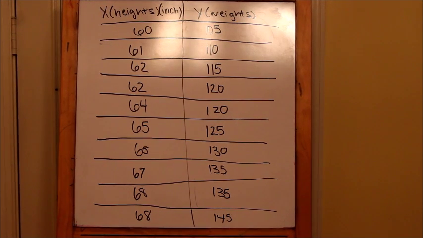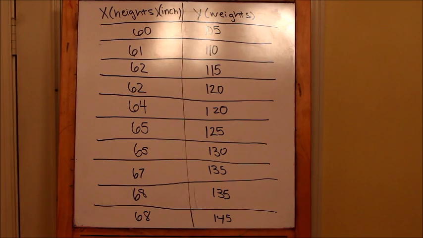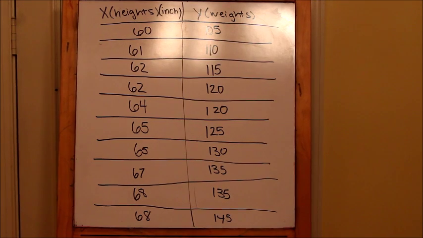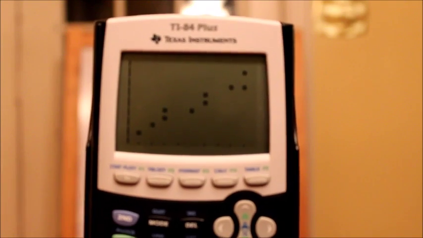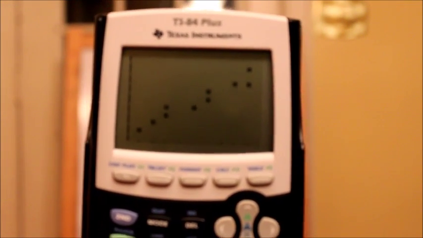For the x values, there is 60, 61, 62, 62, 64, 65, 65, 67, 68, and 68. For the y values, there are 105, 110, 115, 120, 120, 125, 130, 135, 145, and 145. After plugging in all your values, this is what your graph should look like.